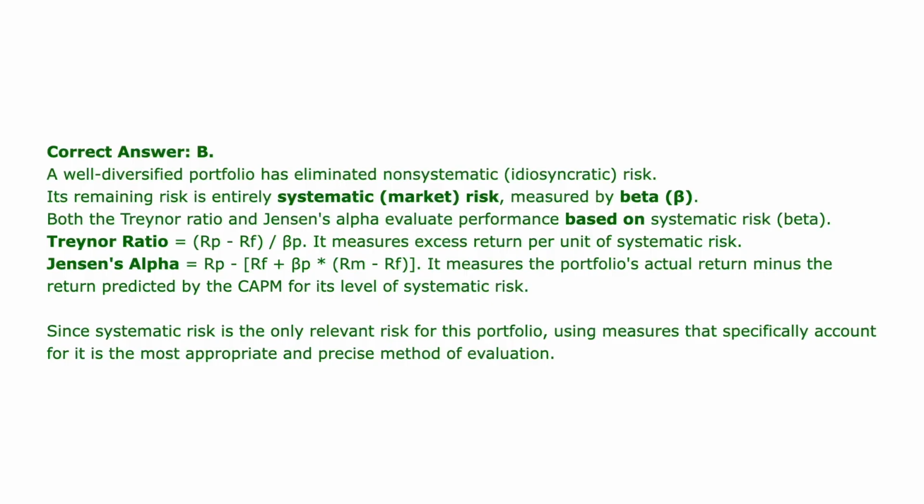Well-diversified portfolio equals only systematic risk remains. Treynor ratio and Jensen's alpha both use beta, systematic risk, the only relevant risk. Most appropriate and precise.